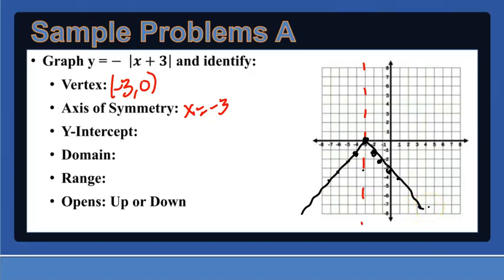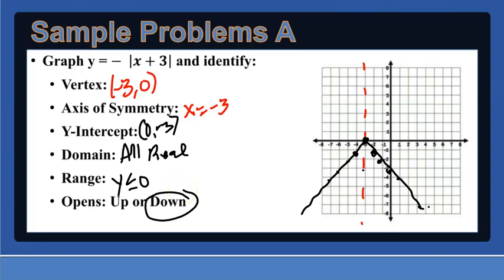The y-intercept, this one would cross it at (0, -3). The domain, it's all real. Now for absolute value functions, the domain is always going to be all real. The range, it never goes above the x-axis. So that means y is less than or equal to 0. And this one opens downward.